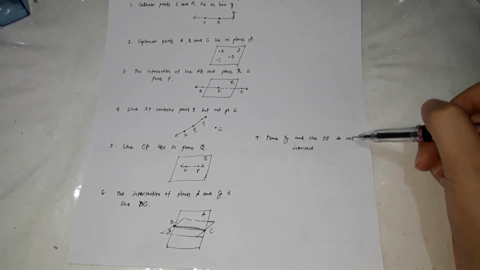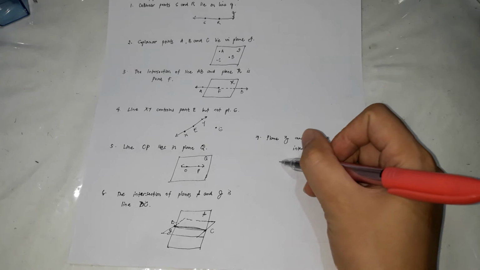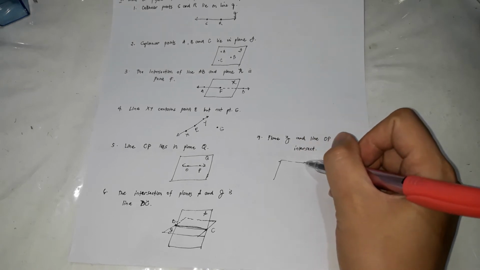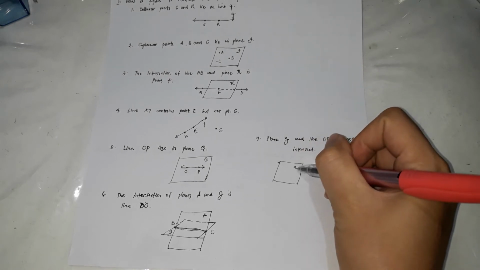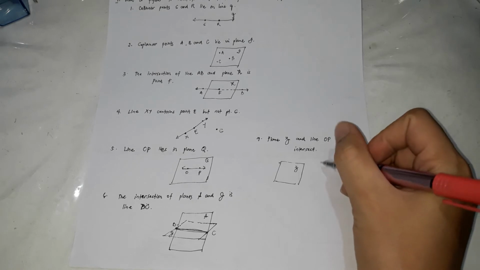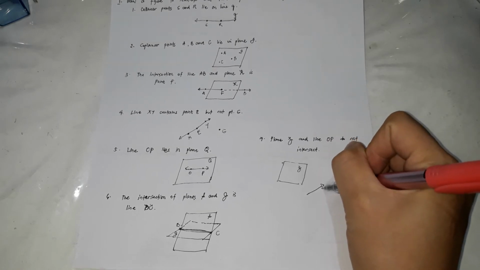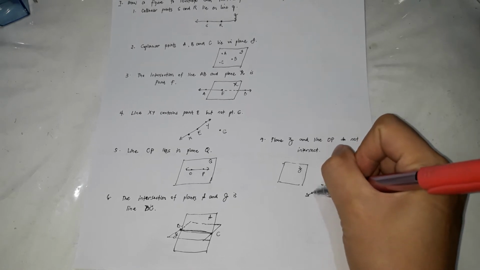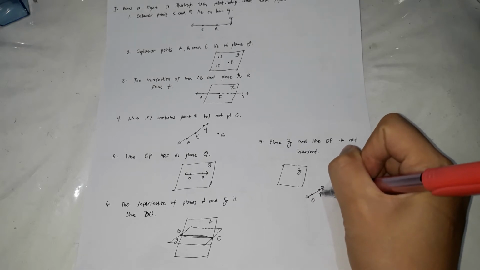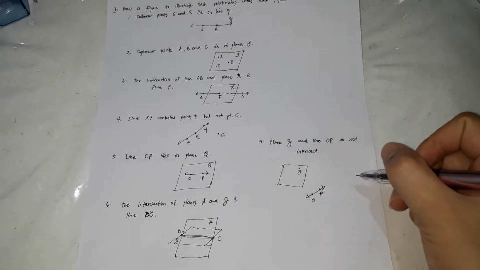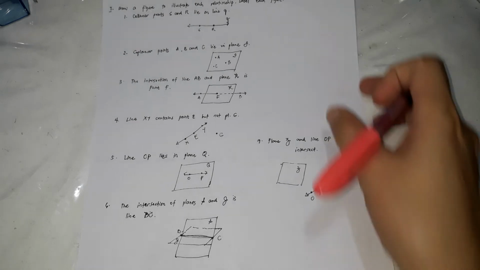So, next is plane Z and line OP do not intersect. So, how are we going to do that? Hindi sila nag-intersect. So, si plane Z, tapos, si line OP. They do not intersect. So, hindi talaga sila nagkita. So, they do not have intersection. Kahit if you're going to extend them, they are not going to meet. So, that's how you're going to answer.